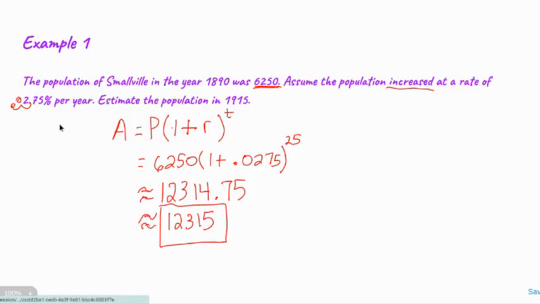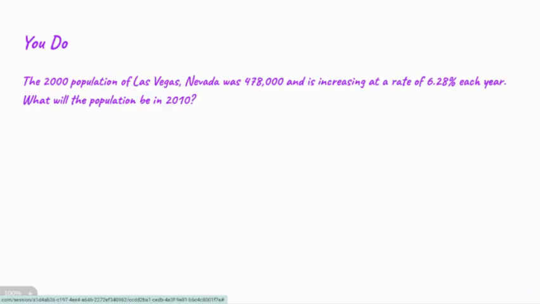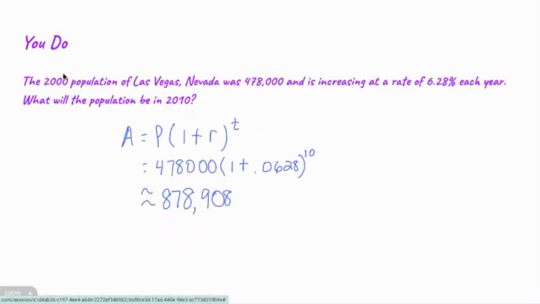Okay. So why don't you go ahead and give the next one a chance. So the population in Las Vegas, Nevada in 2000 was 478,000. It's increasing at a rate of 6.28%. What will the population be in 2010? So 478,000 is our principal. Our rate is 0.0628, and our time is 10. And rounding to the nearest integer, that's approximately 878,908 people.